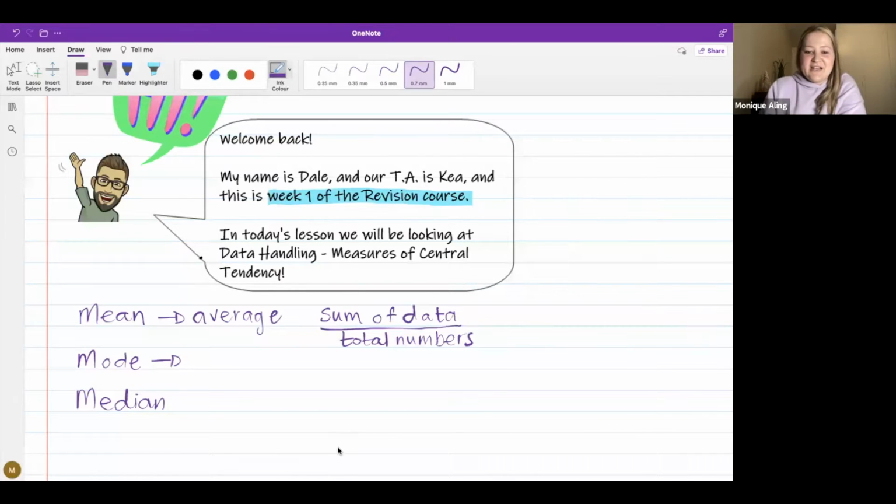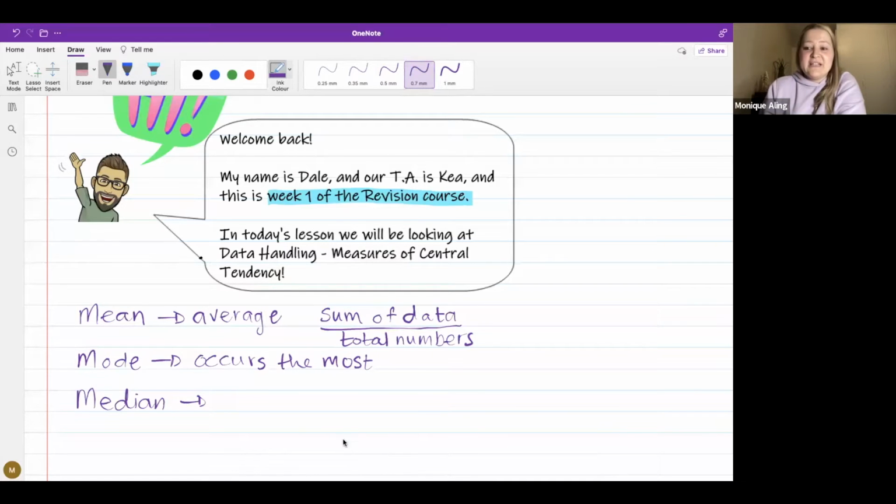Oh, nice. That was nice and quick. Okay, fantastic. The number that appears the most in the data set, the number that we see the most of, that occurs the most. Mode, most, sounds very similar. So the number that occurs the most. And then median. Nice. We could also say the most repeated number. Good.